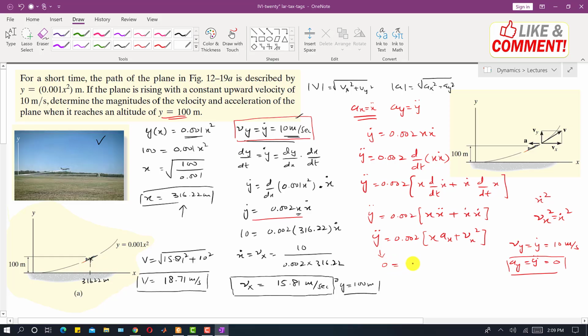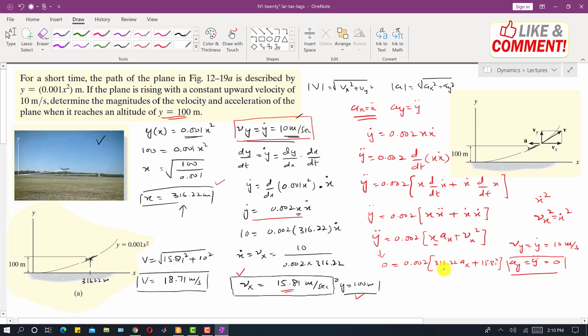So this is 0, which is 0.002 times, and when y equals 100 meters, then x is 316.22. So we can put x equals 316.22 in this equation, right? We want to find the acceleration when y equals 100 meters, right? So this will be 316.22 times ax plus Vx. We have this Vx when y equals 100 meters, right? So we have this value. So this will be 15.81 whole squared.